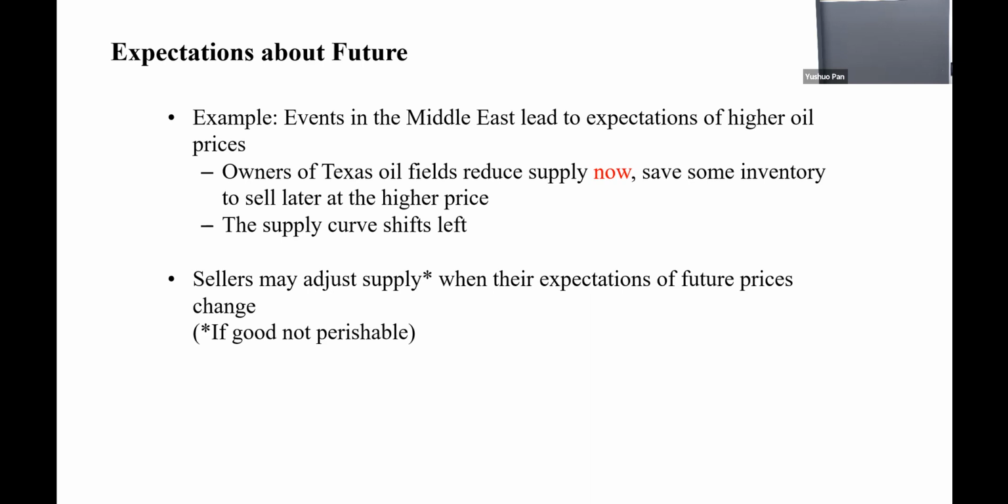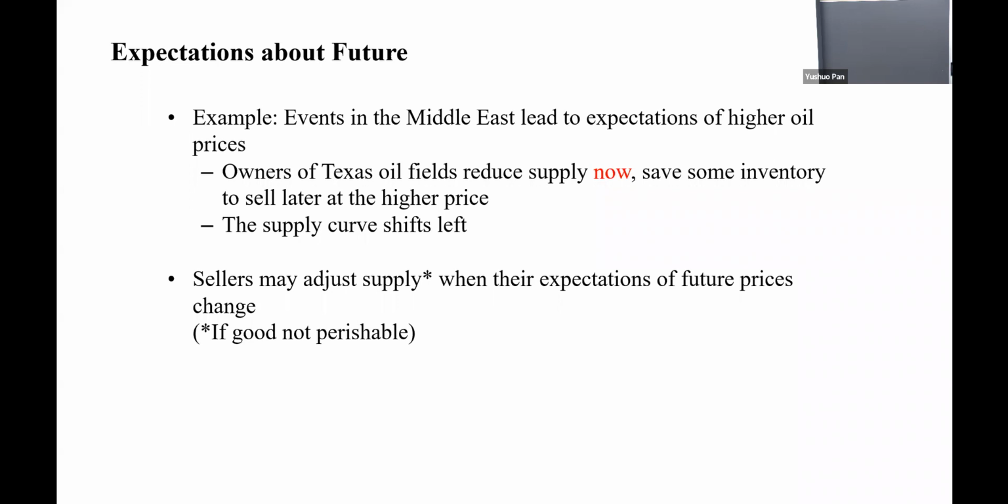So what will the owner of Texas oil fields do? They are going to reduce the supply now, at this moment, to save some inventory to sell later at a higher price. If you are a seller, it's easier to understand: because they expect that the price in the future will be higher, I'm going to make more profit in the future. In that case, I want to sell more in the future. But with a fixed inventory, maybe I'm going to sell just a small amount of that quantity today.